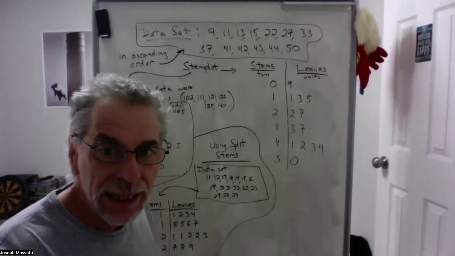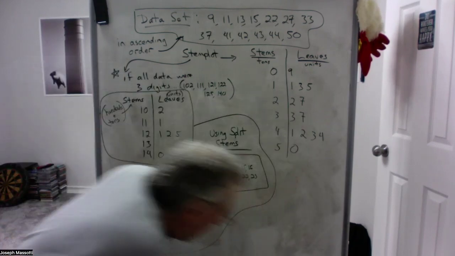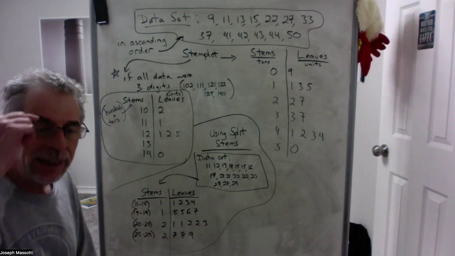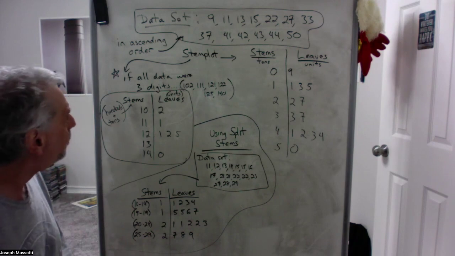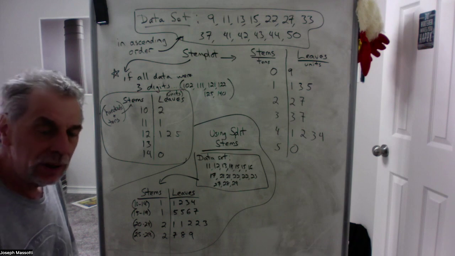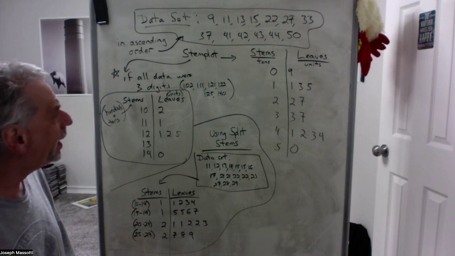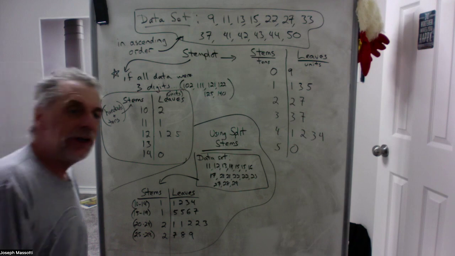All right, so we're going to talk about stem and leaf plots, sometimes known as stem plots. This is a way of displaying numerical data, which gives us a little bit of an idea of the shape of the distribution of the data and preserves the individual values for each data point.